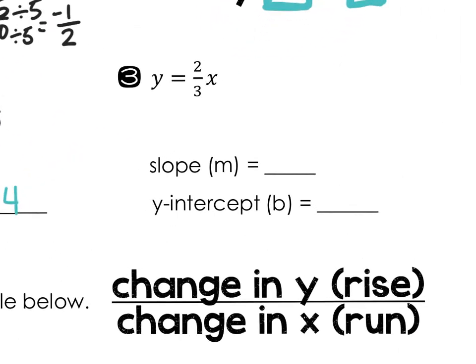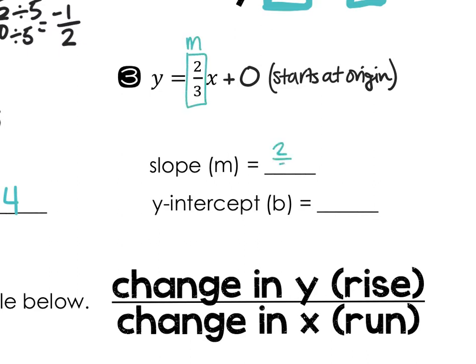Okay, number 3, y equals 2/3 x plus nothing. If there is nothing here, that just means that the starting point, or where it crosses the y-axis, is at 0. So if you want, you can write plus 0, so it starts at the origin on our graph. Other than that, it is in slope-intercept form. So I have 2/3 in the m spot, and 0 is in the b.